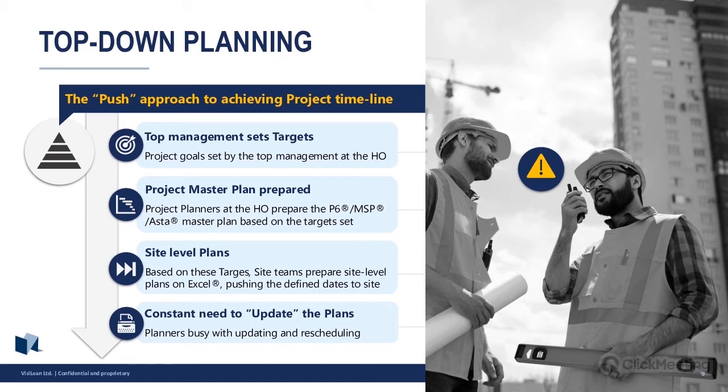So someone at a head office level is creating a very high-level program. It gets pushed down to the project planners, who will use something like P6, Asta, Microsoft Project. They'll create a slightly more detailed master program. That gets pushed down again to the teams on site. They'll then use probably Excel or different planning software to create their own micro programs or working programs.